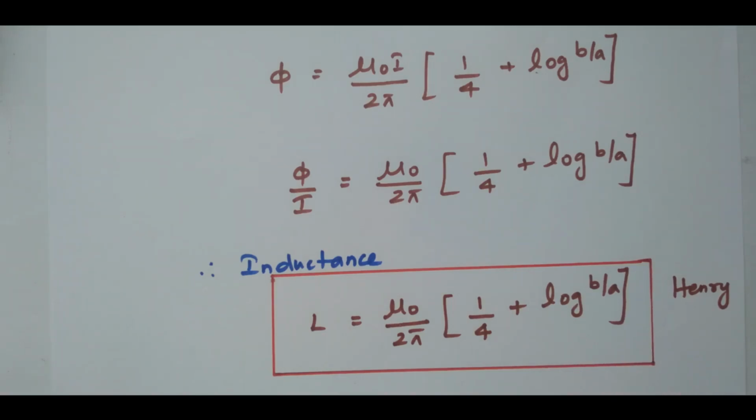By referring one more conductor, assuming one more conductor available nearby, we get mu naught divided by 2 pi (1/4 plus log b by a). A is nothing but the radius of the conductor. The b is nothing but the distance between the conductors, right? So now we got the expression for inductance of a solid conductor. In this video we discussed the inductance of a solid conductor, right? Thank you.